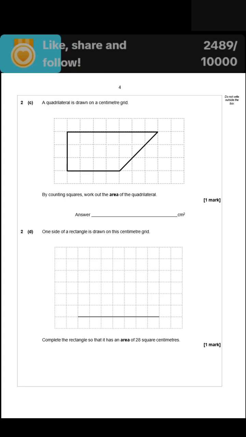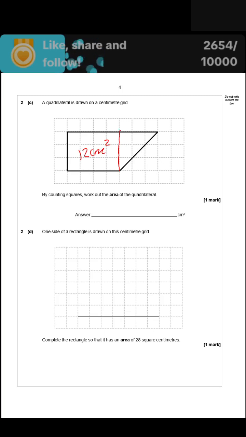For part C, a quadrilateral is drawn on a centimetre grid. It says by counting the squares, work out the area of the quadrilateral. Okay, so it's telling you how to start the question. It's making it easy for you. What I'm going to do is just split the shape into 2. I've got a rectangle on the left-hand side. I can see there are 1, 2, 3, 4 squares on the top row, 4 on the middle row, 4 on the bottom row. 4 plus 4 plus 4 gives us 12 centimetres squared.